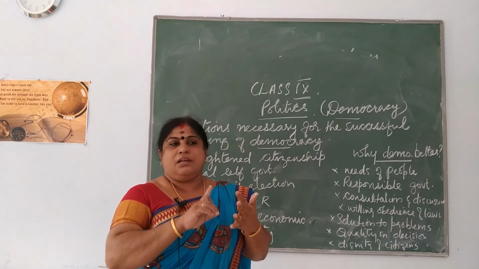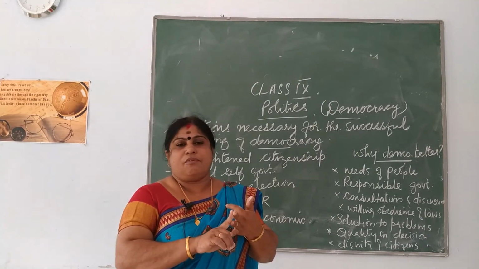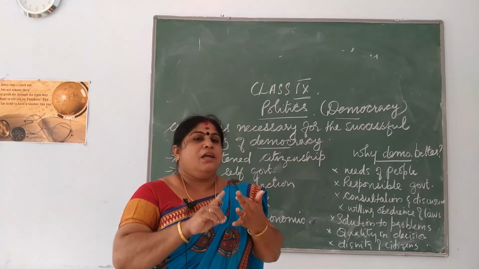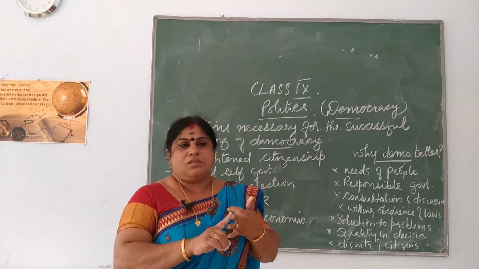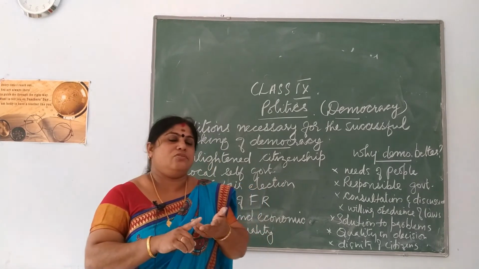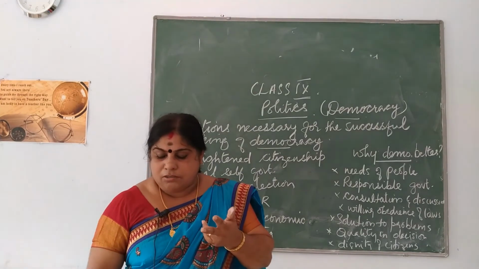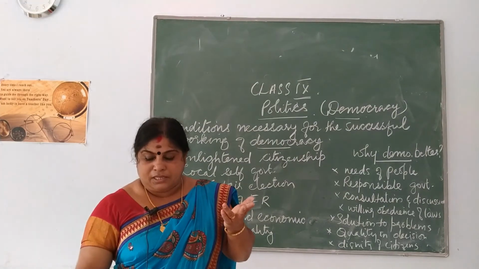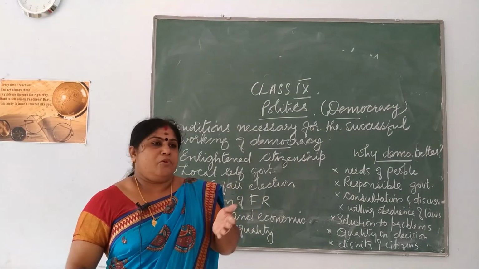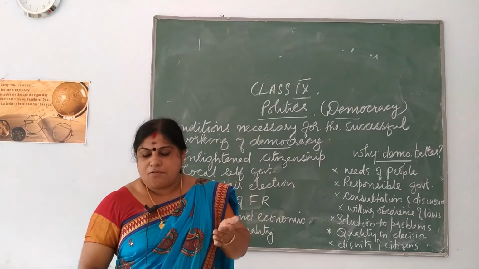There were three types of non-democratic form of government, which were monarchy, dictatorship and theocracy. Monarchy is again classified into two, absolute monarchy and constitutional monarchy. Now there are lots of merits and demerits related to non-democratic forms of government, which you have already learned.